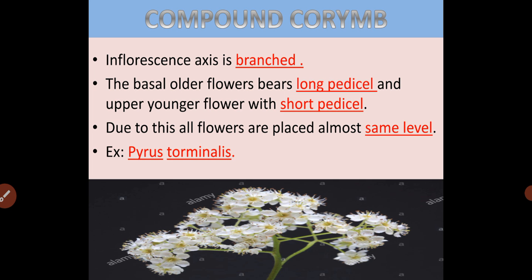Compound corymb is the condition in which the axis is branched, the basal older flowers having the long pedicel and the upper younger flowers with short pedicel. Due to this, all flowers are placed at the same level. It is similar to that of the corymb, but the only difference is branching, as seen in case of Pyrus.